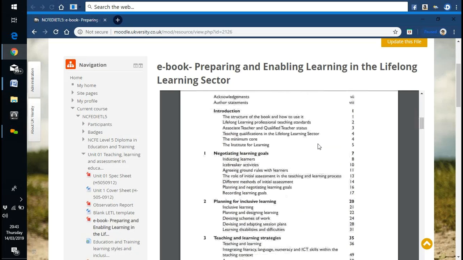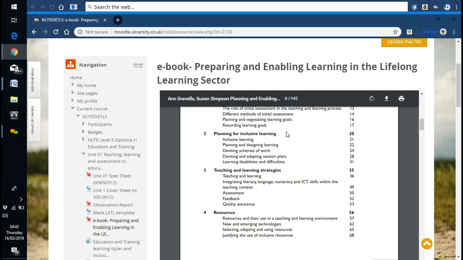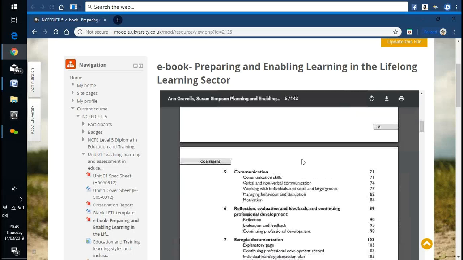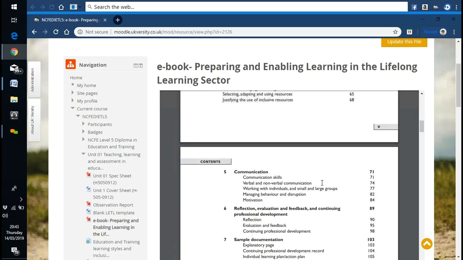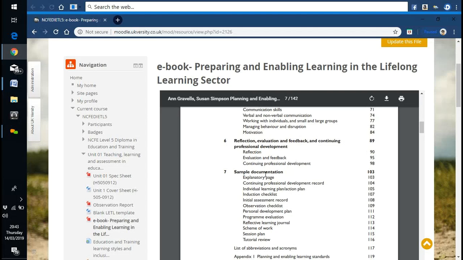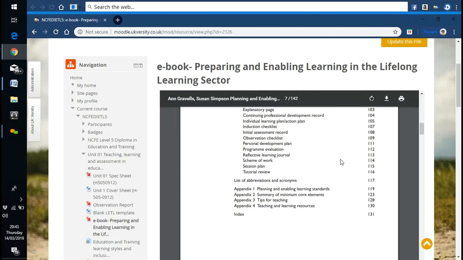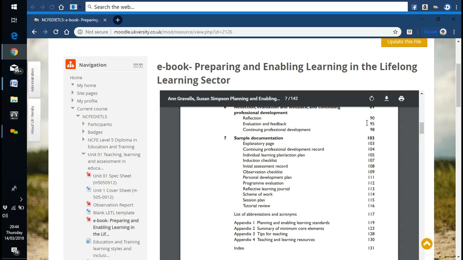It covers a number of areas: learning goals, initial assessment, negotiating learning goals, planning inclusive learning, teaching and learning strategies, resources, communication, reflection, evaluation and feedback, sample type documentation. Worth having a look at some of those, actually. Also looking at learning standards, tips for teaching, and teaching and learning resources.